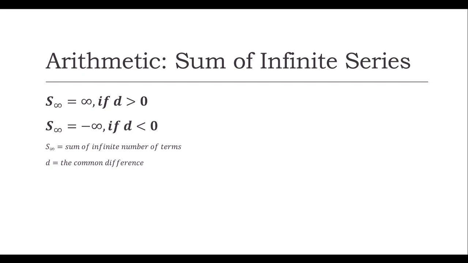Finally, we'll learn how to find the sum of an infinite series. It's pretty straightforward with arithmetic series. So your sum of an infinite number of terms in an arithmetic series is going to be infinity if your difference is greater than 0, because your number will just keep growing. And it's going to be negative infinity if your difference is less than 0, because the number will just keep getting more and more negative. So here in this example, we have the sum from n equals 1 to infinity of x minus 4. So our common difference is negative 4, and since that's less than 0, our sum to infinity is going to be negative infinity.